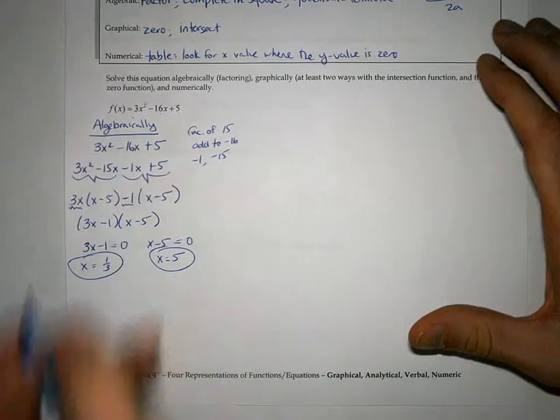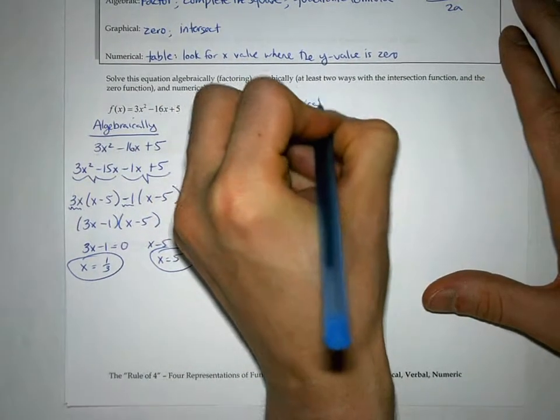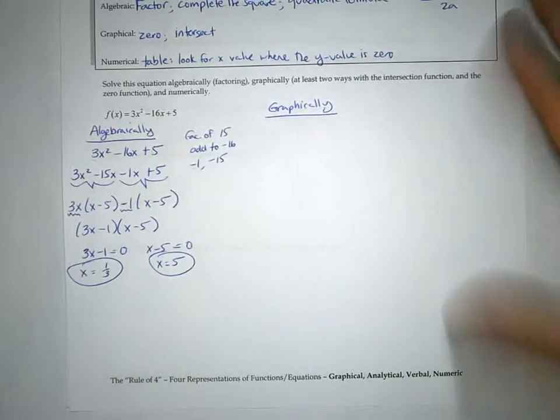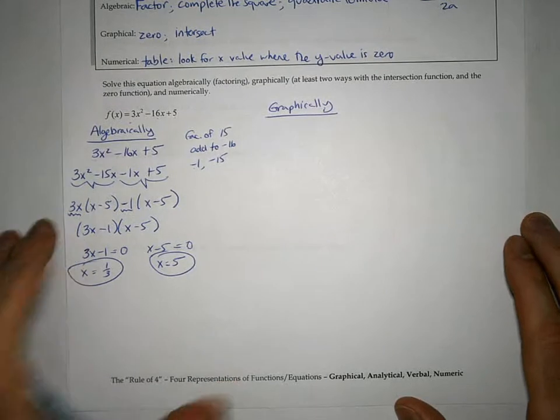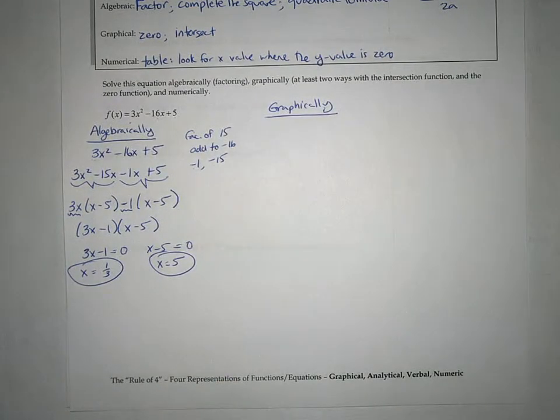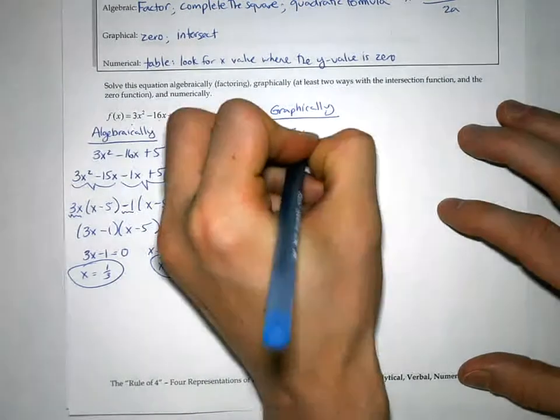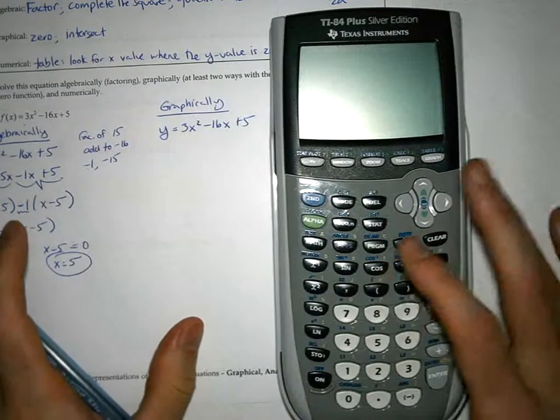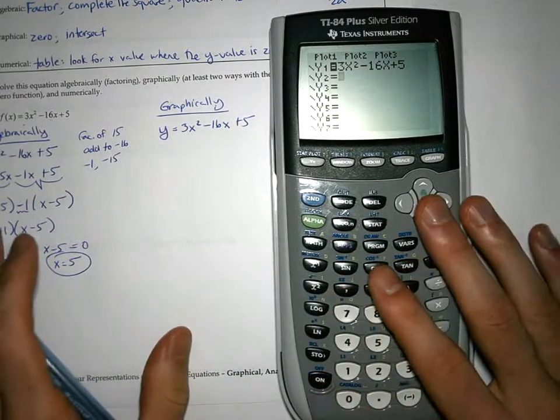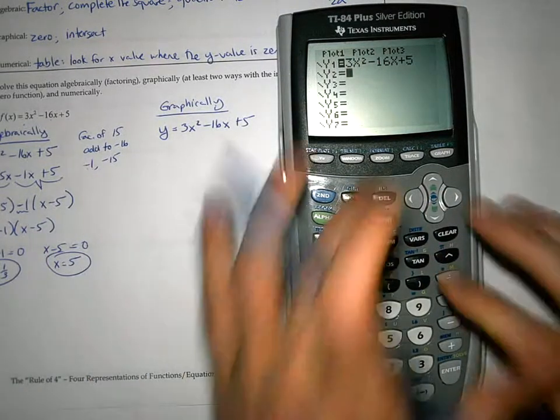The second now, let's look at this graphically. And there's a couple of ways that we can do this. The first way is with the zero function, and the second is with the intersect function. So we're going to say y is equal to 3x squared minus 16x plus 5. So here's my calculator, and I've already got that plugged into my calculator, 3x squared minus 16x plus 5.